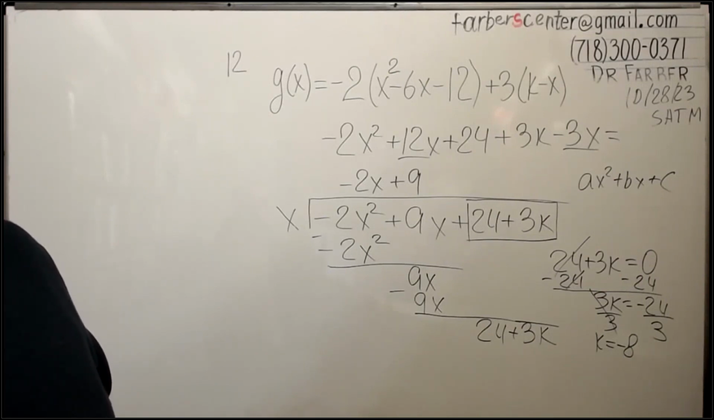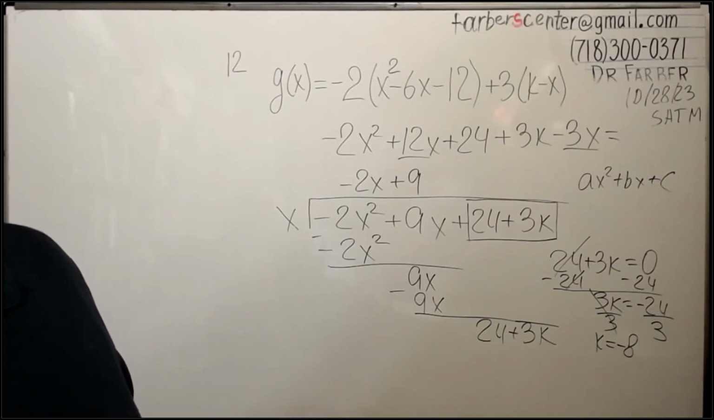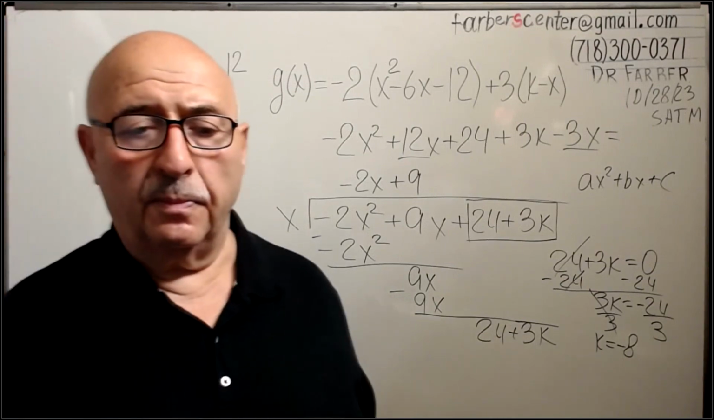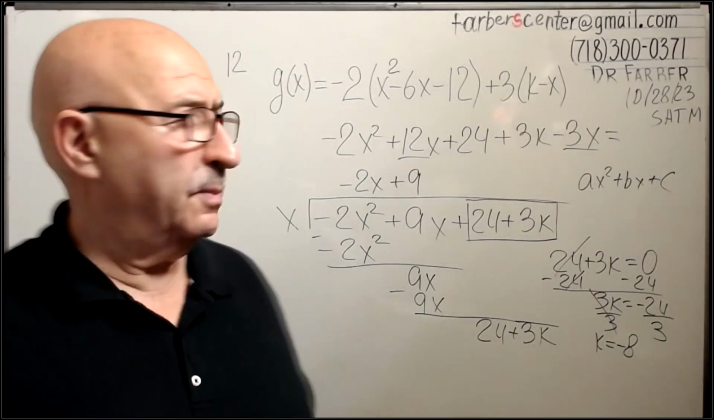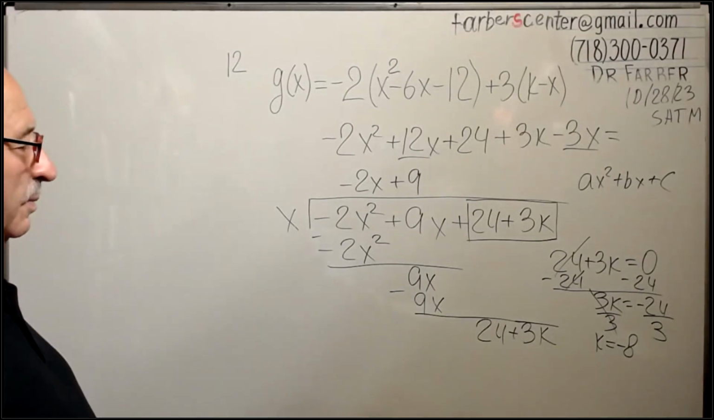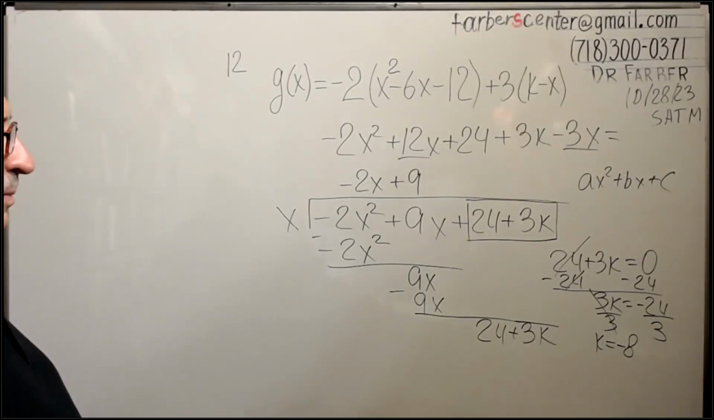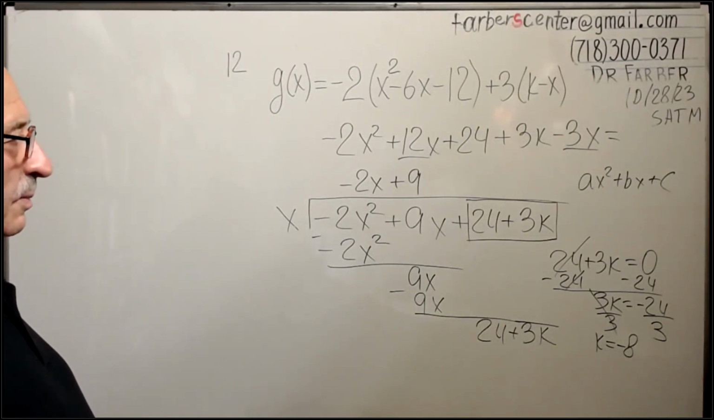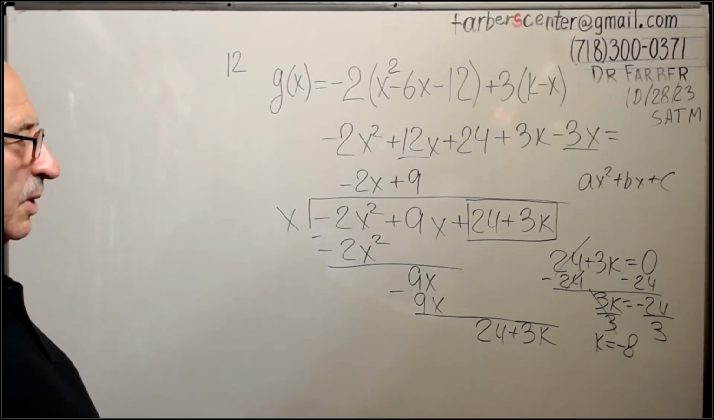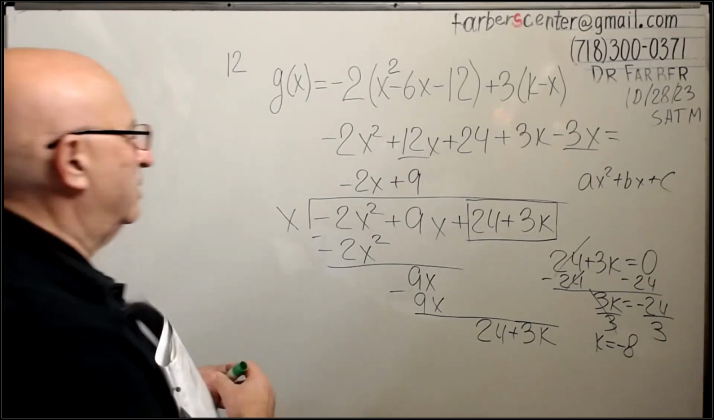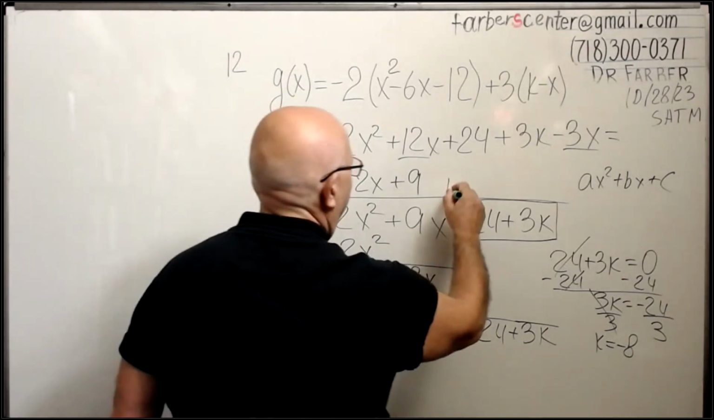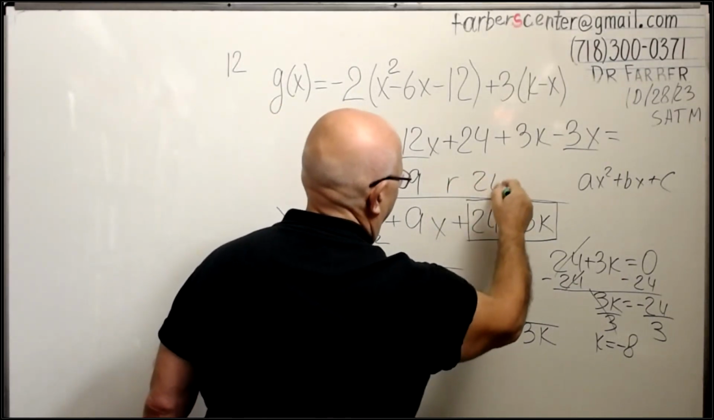Dr. Farber. Yes, Alyssa. I see you took the 24 plus 3k and made it equivalent to 0. So when are you able to decide to take out part of the equation and make it equal to 0? It's not part of the equation. It's the remainder.